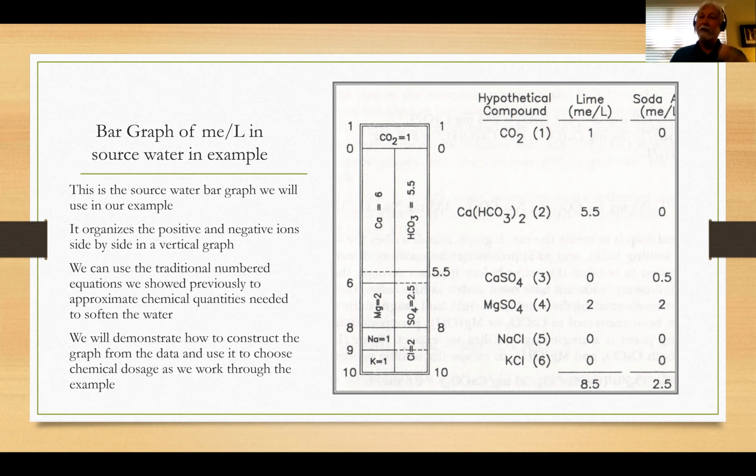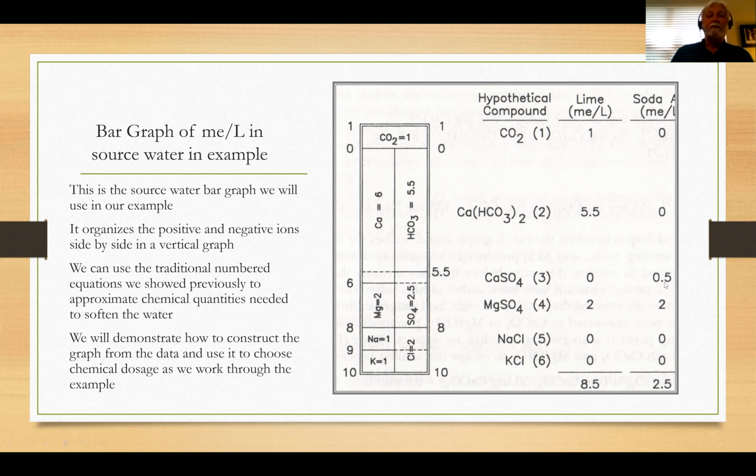Moving down, and again, this is why we always list these compounds on the left and on the right in the order we list them. We now have half a milliequivalent per liter of calcium sulfate. You see that? That's 0.5 milliequivalent per liter of calcium sulfate. Well, that's non-carbonate hardness. So we don't need any lime, but we need 0.5 milliequivalent per liter of soda ash to convert it to calcium carbonate. Okay?